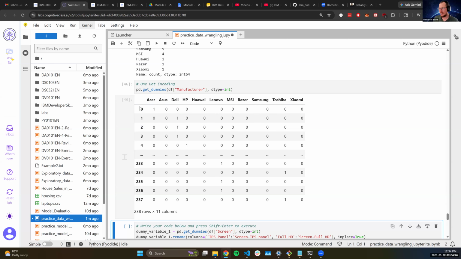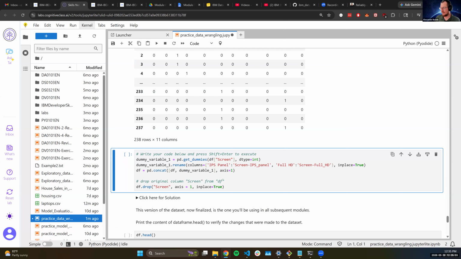But yeah, you'll see in row 0, the manufacturer was Acer. So it gets a 1, all the rest of them are zeros. Row 2 had a Dell. So that one gets a 1, all the others are zeros, etc., etc. So every row should have one guaranteed 1.